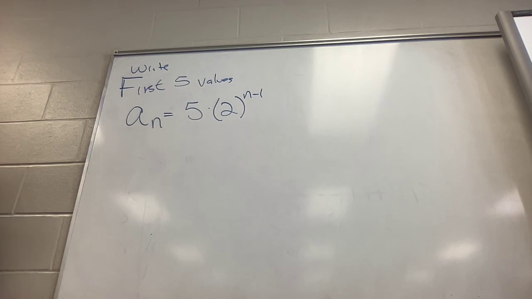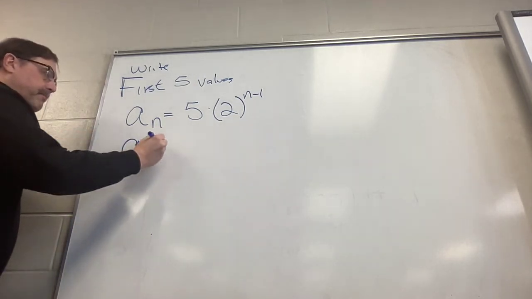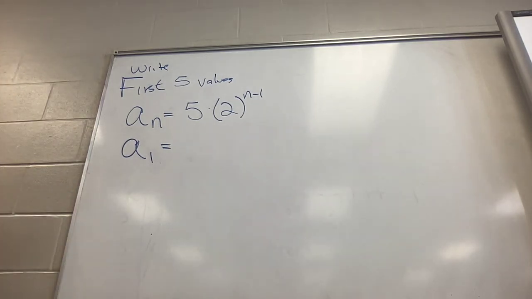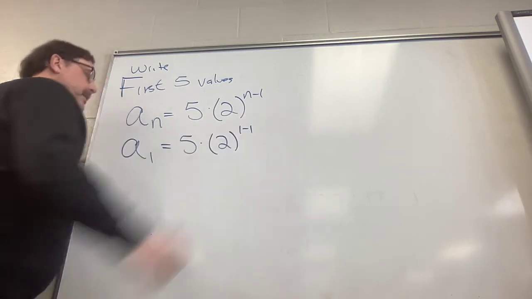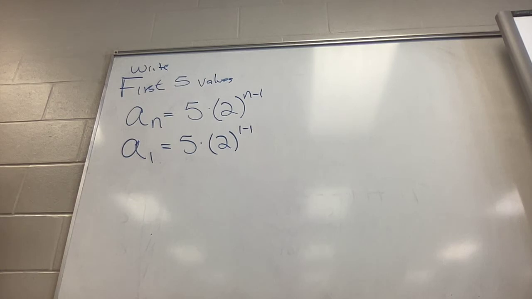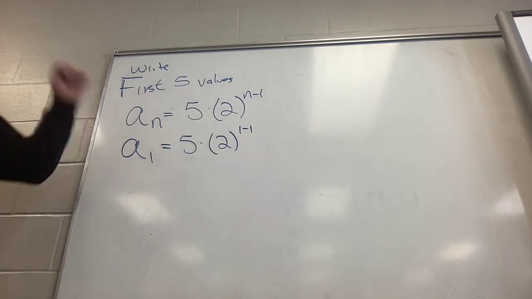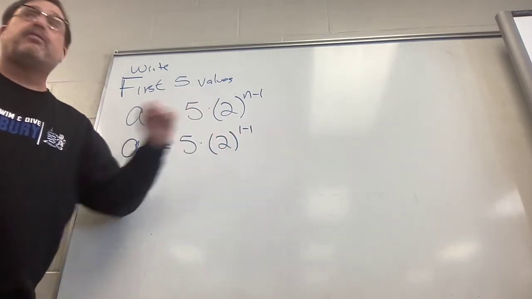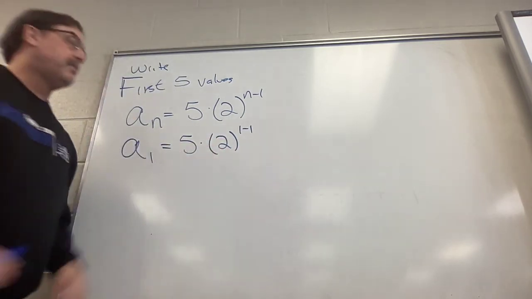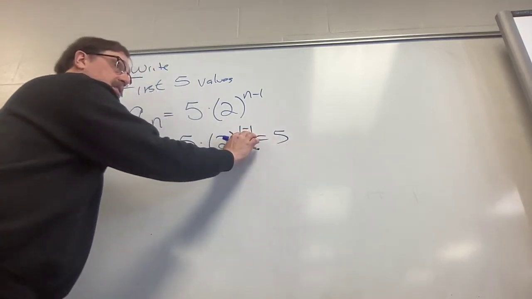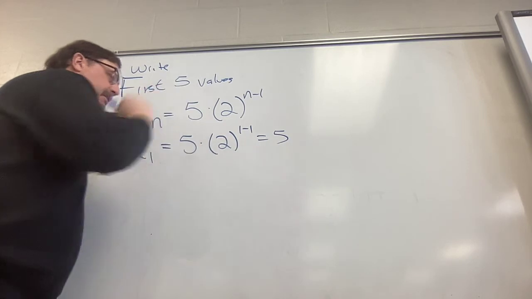Okay, let's take this very gently and very successfully. So the first value is A sub 1. We want to find the first one, and it is 5 times 2 to the power of 1 minus 1. For those who have got nothing correct today, here's your big chance. What's 1 minus 1? 0. Anything to the 0 power is 1. So this is the same as 5 times 1. This is 5.